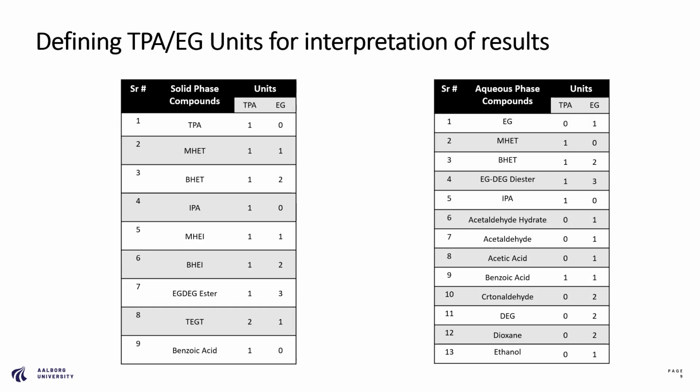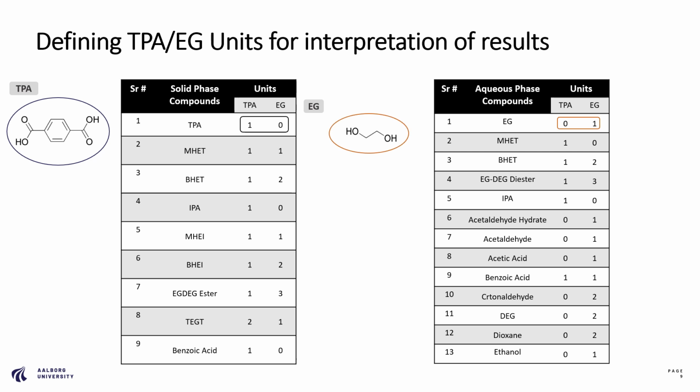To present my work, I will show you how we interpret the results by defining compounds based on the number of TPA and EG units they contain. For instance, in solids, we have TPA with the chemical formula as seen on the screen, which we assign 1 TPA unit and 0 EG units. In the aqueous phase, we have EG with the chemical formula as seen, which we assign 1 EG unit and 0 TPA units.